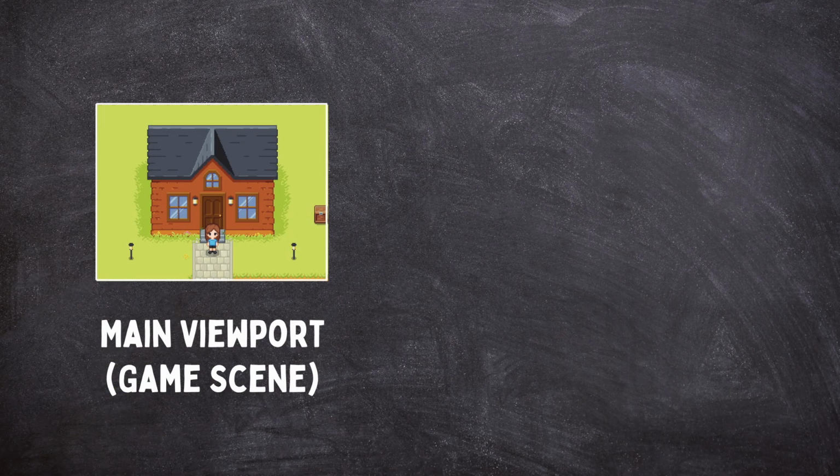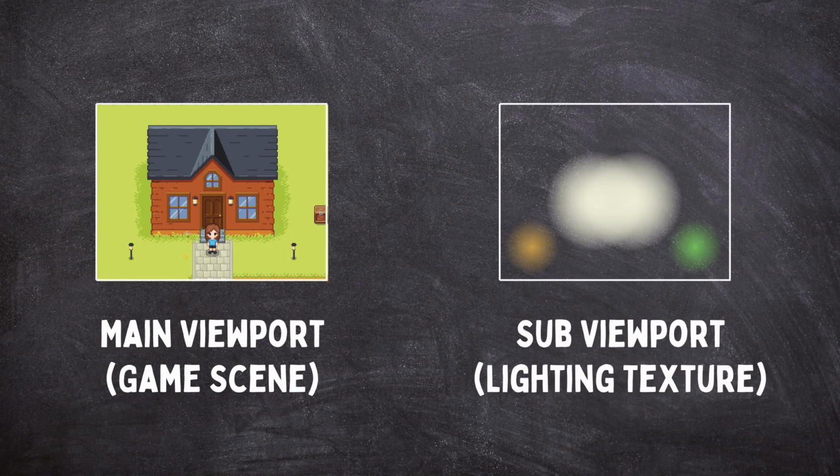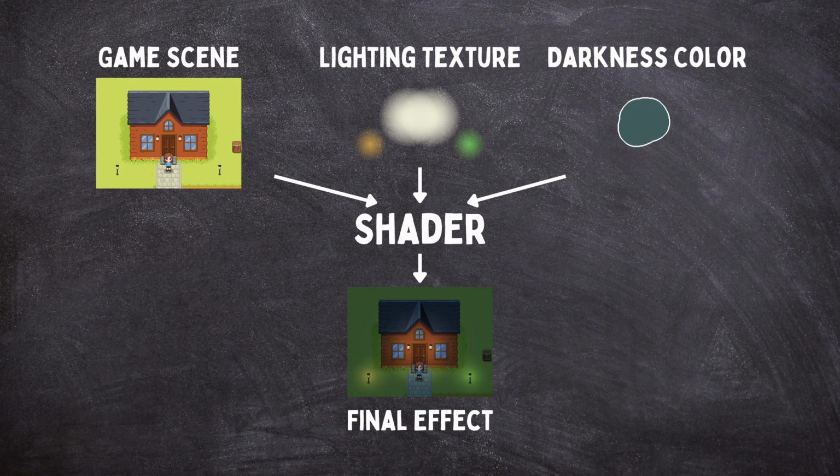My lighting system works by rendering a lighting texture in a separate sub-viewport. This texture has the same size as the game's main viewport and tells us the color and intensity of the light at each pixel on the screen. This lighting texture is combined with the game's screen texture using a shader to create the final lighting effect.